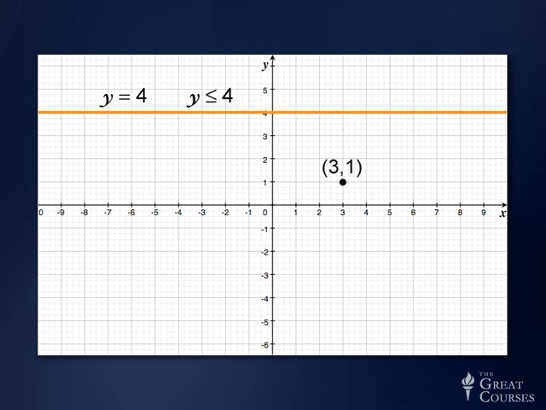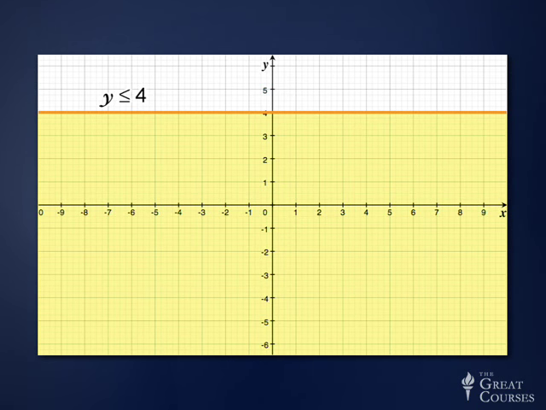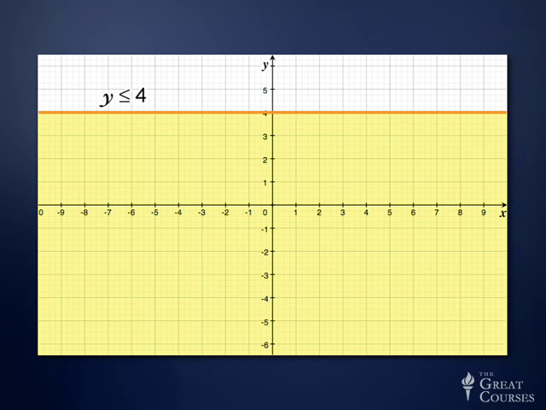For example, the point (3, 1) is a solution of the inequality y is less than or equal to 4 because 1 is less than or equal to 4. So I know that whatever I shade in needs to include the point (3, 1). So I shade in this region, which is below the line y equals 4. Notice also that that inequality, y is less than or equal to 4, is not the same as y is strictly less than 4. What does that mean? Since I'm dealing with y is less than or equal to 4, my boundary line is going to be drawn as a solid line rather than a dashed line.